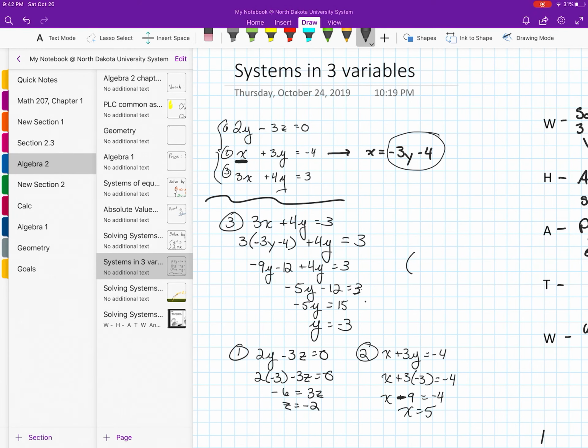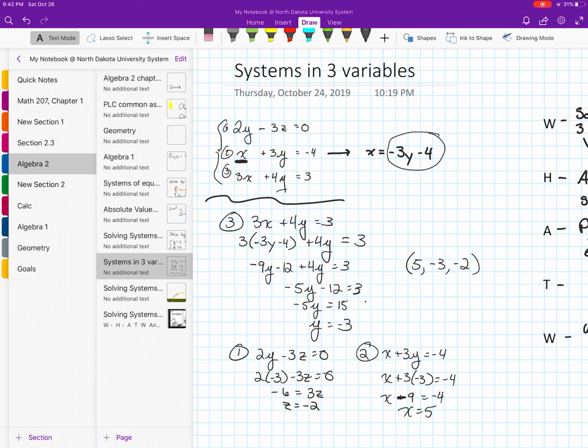So now we have an ordered triple, not an ordered pair. Now we have an ordered triple. And we're going to list these values alphabetically. So first I have my x is 5, my y is negative 3, and my z is negative 2. And that's by convention. There's no real solid, absolute, universal reason why we have to do it that way. It's just the way it's done.